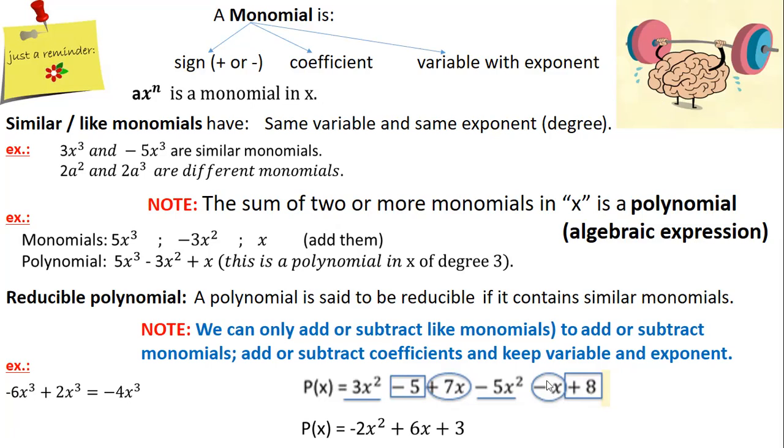Any monomial with no coefficient, it will be 1. So plus 7 minus 1 is a plus 6 and we keep the variable x. Minus 5 plus 8 is plus 3. So this is how we add or subtract monomials and reduce a polynomial.